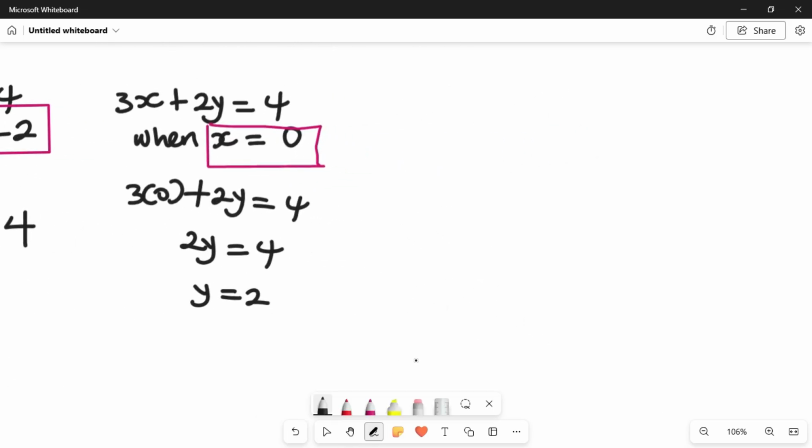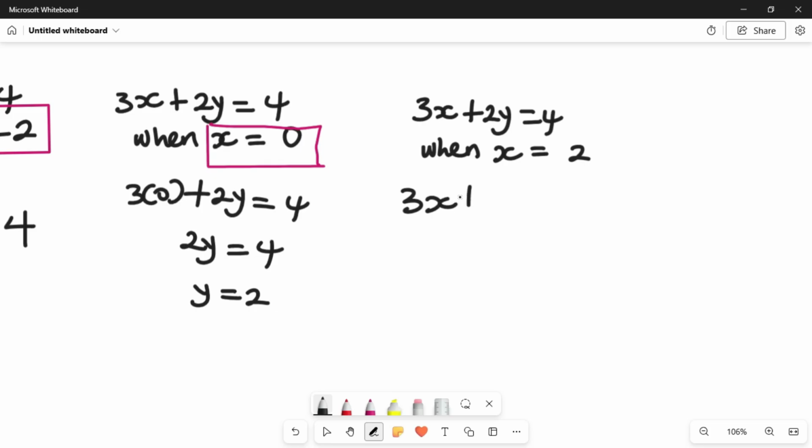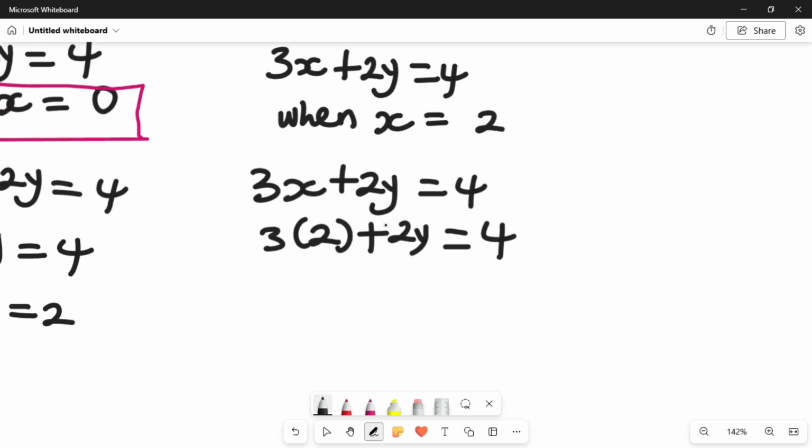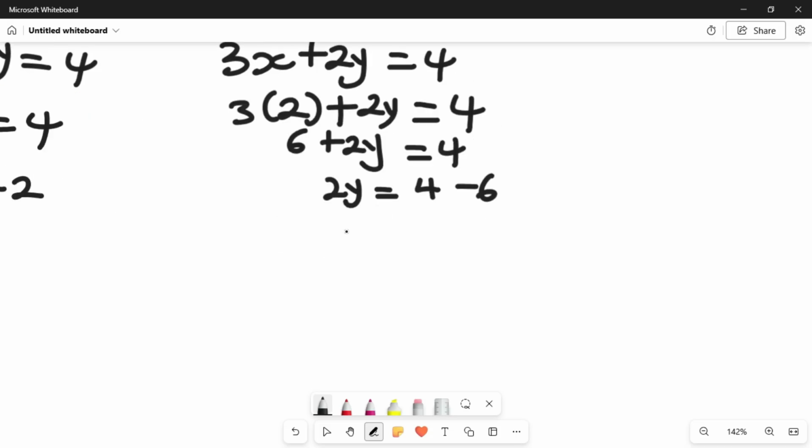The next one, 3x + 2y = 4. Now when x = 2, we have 3(2) + 2y = 4. So we have 6 + 2y = 4. So we have 2y = 4 - 6. So we have 2y = -2. So divide both sides by 2. y = -1.